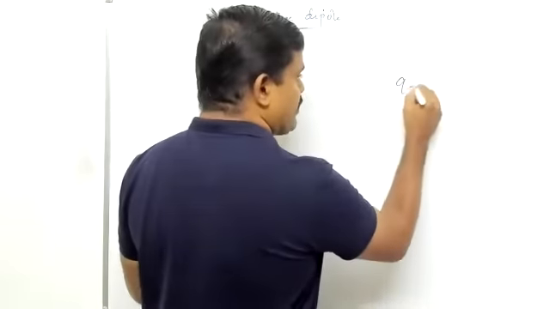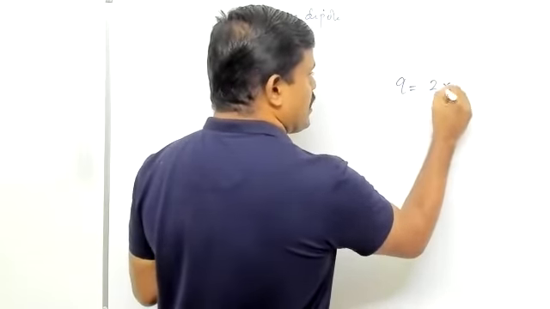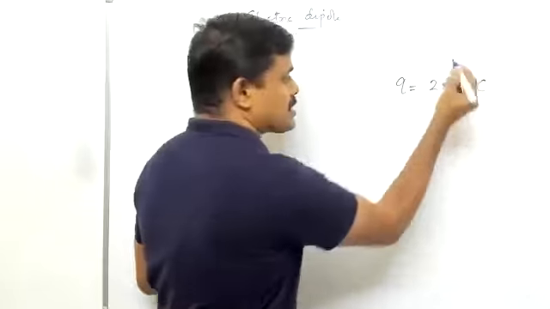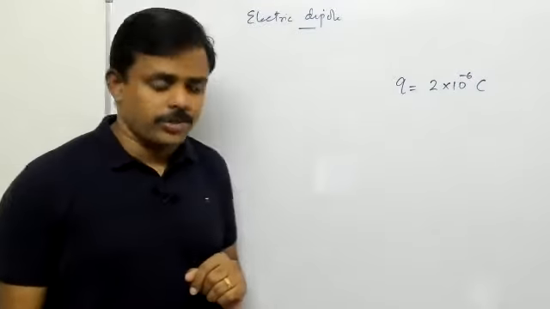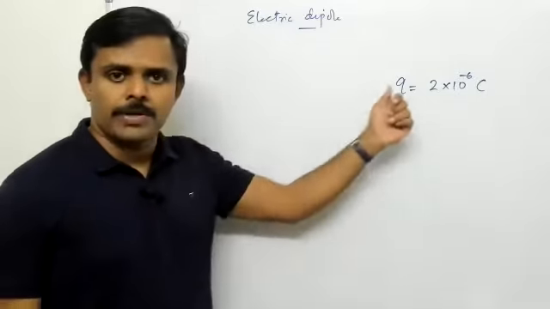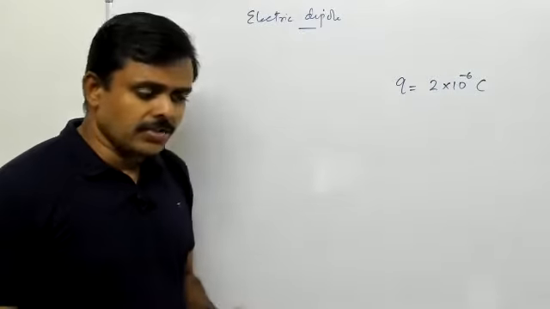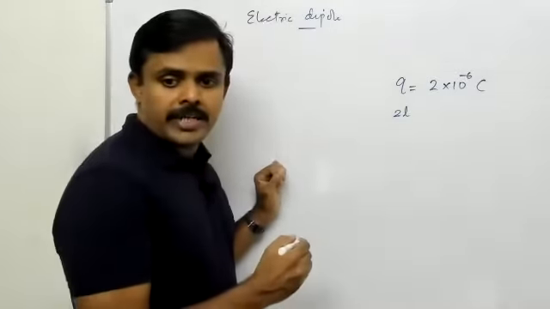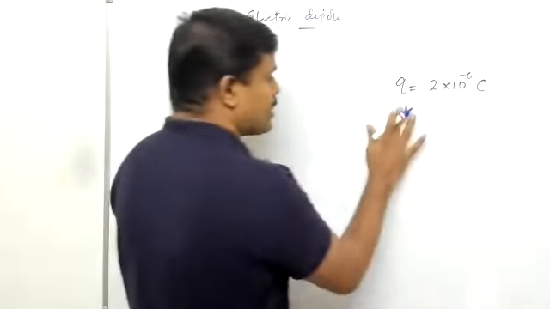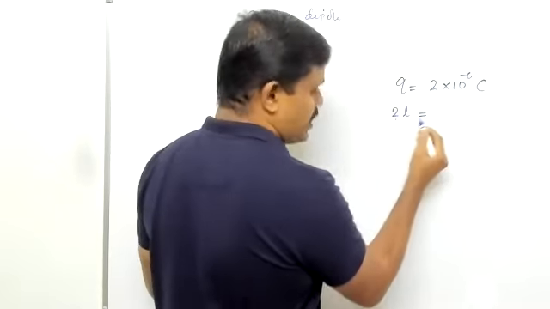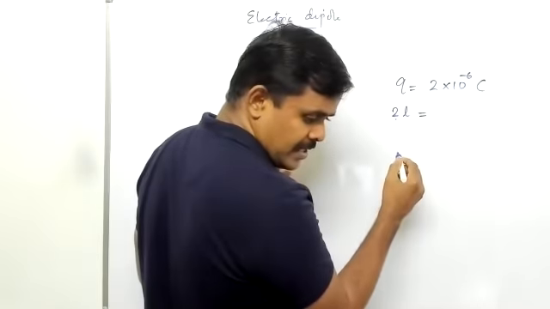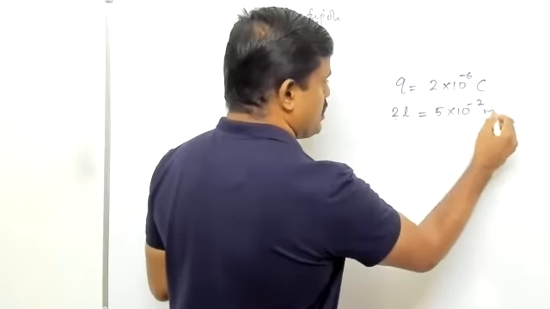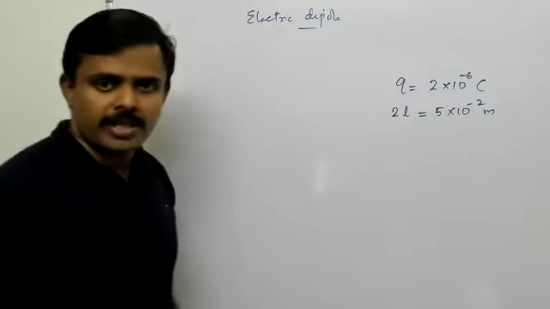So let us write whatever is given. Charge is given, Q is equal to 2 microcoulomb. Micro means what? 10 power minus 6. So Q is 2 into 10 power minus 6. And then the length of the dipole is given, and be very careful while writing. Length of the dipole should be taken not as L but as 2L. 2L is given as 5 centimeters, so 5 into 10 power minus 2 meters. Centimeter is to be converted to meters.